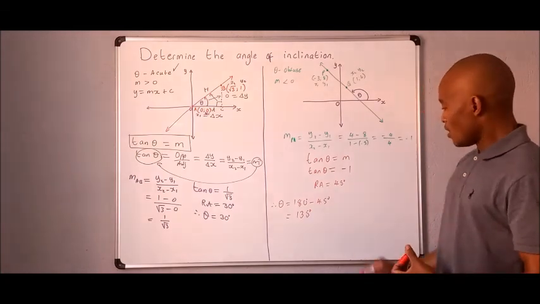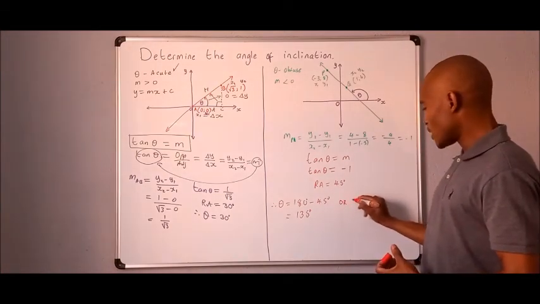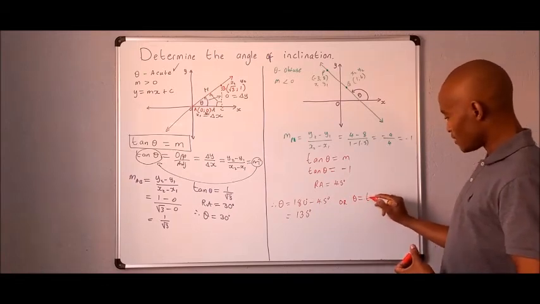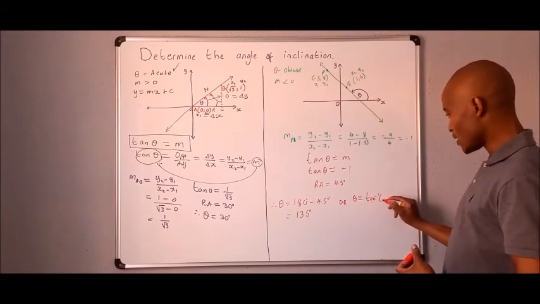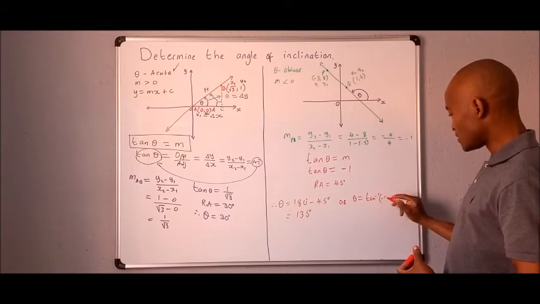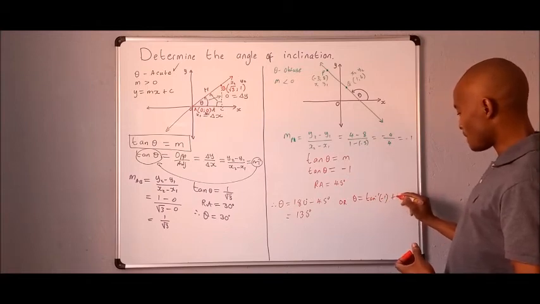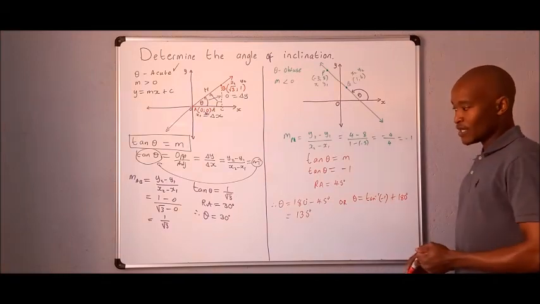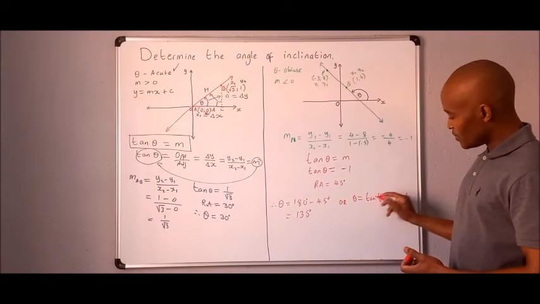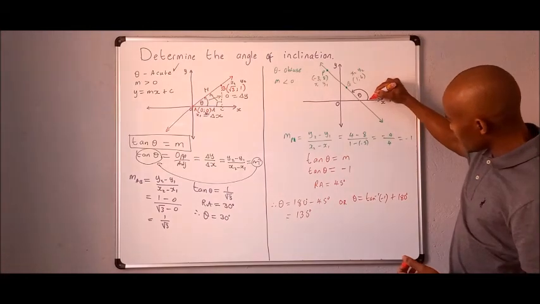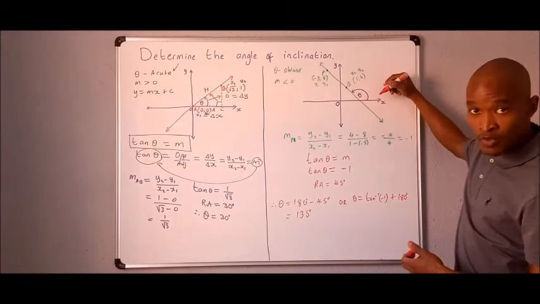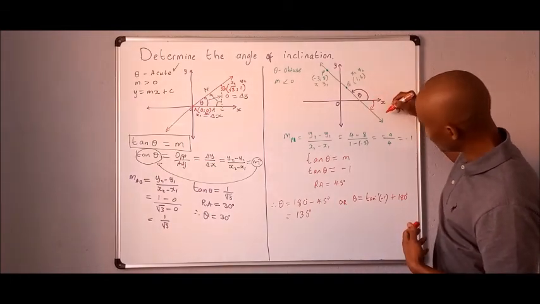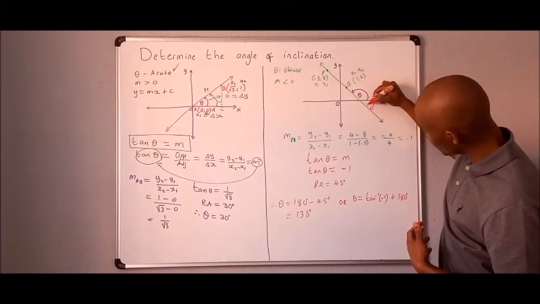Okay? Or you can do it like this. You can say theta, if you prefer to work with the negative, it's still fine. Tan inverse of negative 1 plus 180 degrees. Okay, so the negative 1 now means you are going in the clockwise direction. Remember, for positive angles, we go in an anti-clockwise direction. So you're here now. So you're saying that is what?